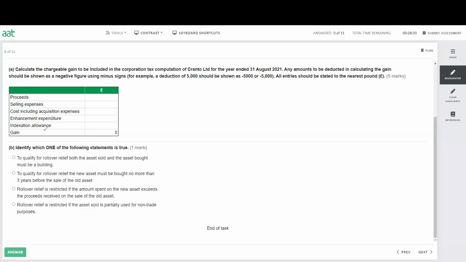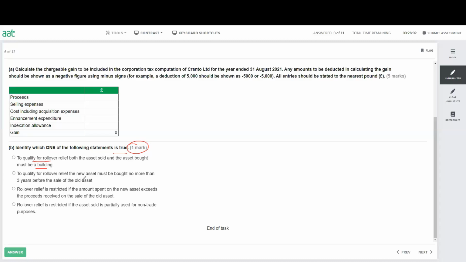Next question we have here, just for 1 mark, it's a true and false question. Identify which one of the statement is true. To qualify for a rollover relief, both assets sold and the asset bought must be the building. It's not necessary, it doesn't have to be building. It could be any asset. If the asset is qualified, then you can claim the rollover relief. The gain will be deferred for future period, but it's not like only have to be a building.